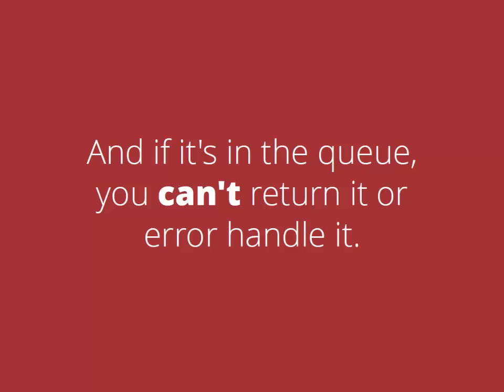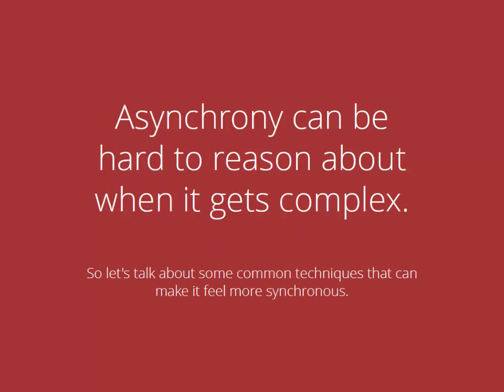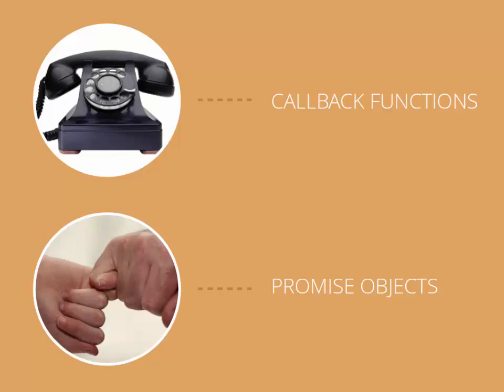Point is, if it's in the queue, you can't return it or traditionally error handle it. Point being, if you're going to deal with asynchronous code, you can't think of it in the same sense as I'm going to do this thing, then this thing, then this thing, right? You can't assign it to a variable like that. You can't return it. You can't try catch it. You've got to use different ways to think of it. And asynchrony can be hard to reason about when it gets complex. So let's talk about some common techniques that make it feel more synchronous.